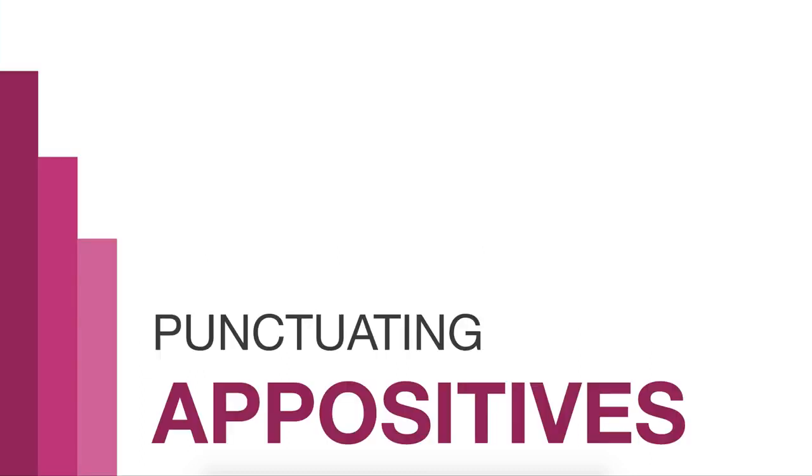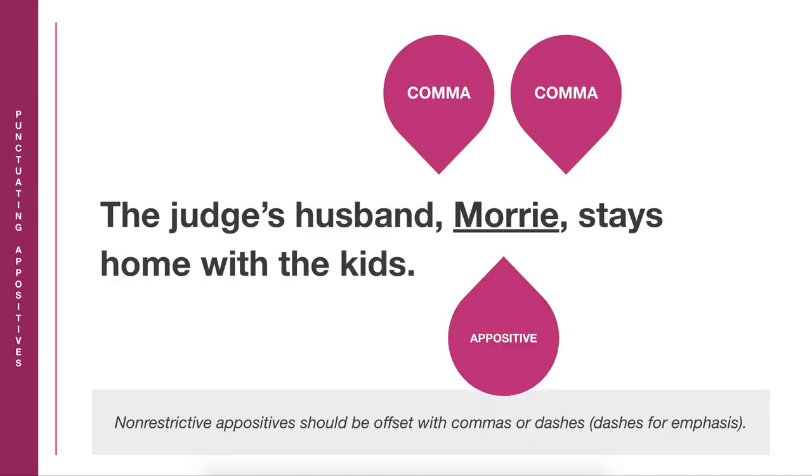Now, with all of that said, the whole reason that we talked about restrictive and non-restrictive appositives was so that we could talk about how to punctuate them correctly. And this is the important part, because as we write in English, our punctuation is going to change based on whether it's a restrictive or non-restrictive appositive. Now, with non-restrictive appositives, so the extra information, what we are going to do is we are going to offset those with commas or dashes.